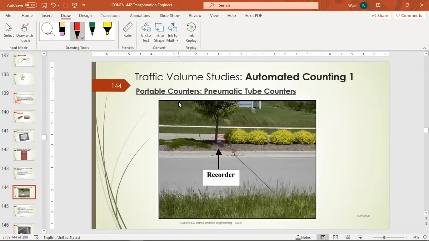How does it work? It works on pressure. When the tires of vehicles pass over the tube, it increases the pressure. There is a pressure sensor in the counter, so it counts that there is a vehicle passing. Actually it counts the axles of the vehicles, and it's good because you can use it to differentiate between different vehicle classes, based on the number of axles detected.